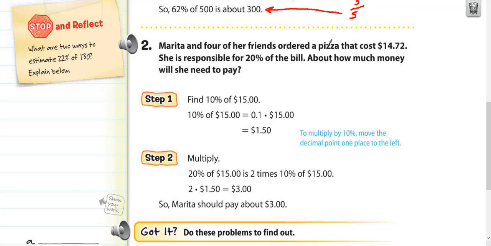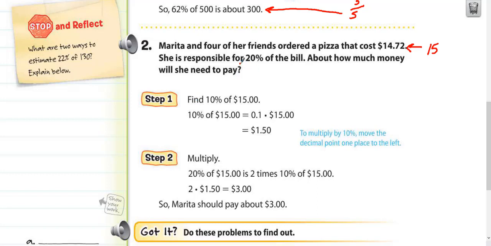All right, Marita and her friends ordered a pizza. It cost $14.72. She's responsible for 20% of the bill. About how much will she pay? So notice that the first thing they did was they rounded this to 15. So if the bill is $14.72, then you can estimate that bill at $15.